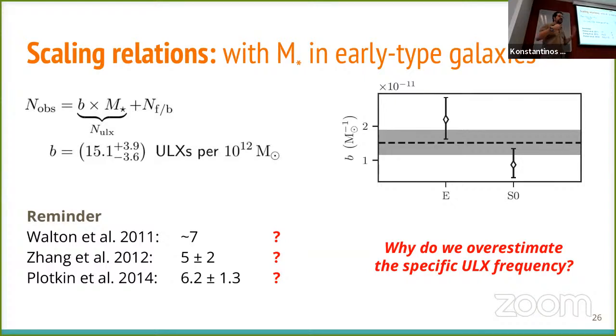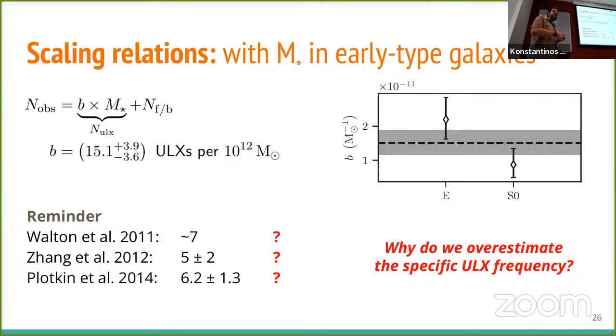on. So that was a very peculiar thing, because elliptical galaxies are considered very tidy, let's say. You don't expect star formation rate activity to change the rates a lot. So we didn't expect to see that. So why do we overestimate the specific ULX frequency?